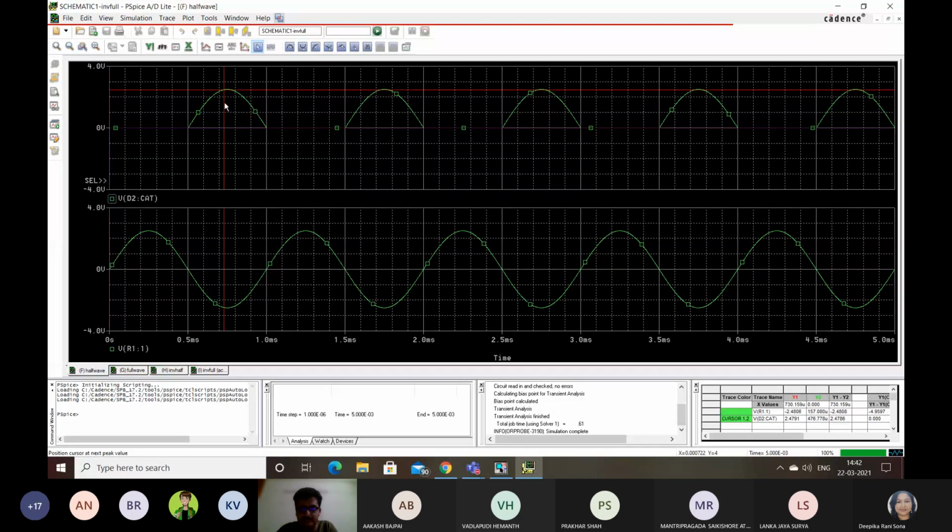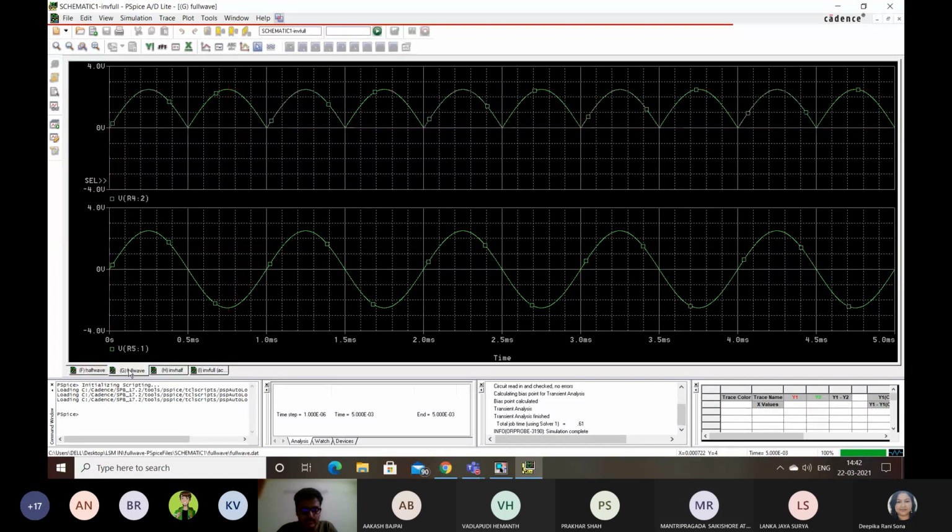It is approximately same, but it is inverted to the input graph, ma'am. Input is inverted, no, but output is not inverted. Yes, ma'am. Now for the full wave, this is the graph, ma'am. As both diodes are acting, we will get both waves, ma'am, as output. Very good. This is also approximately 2.49, same, ma'am. 2.4931 we are getting, ma'am.